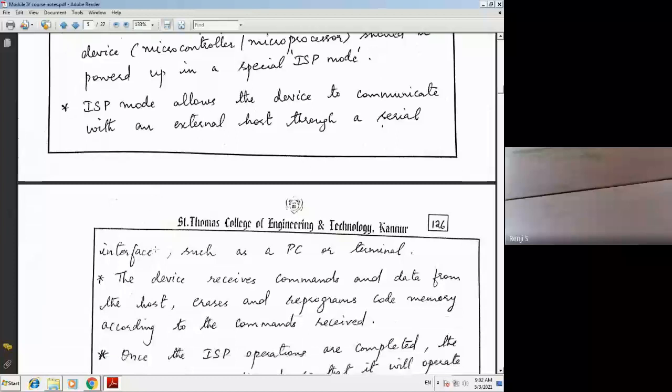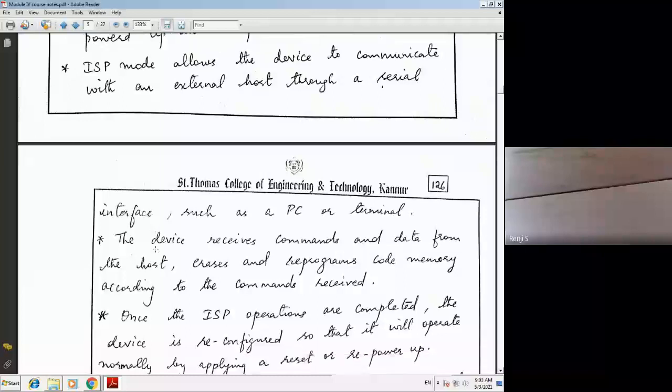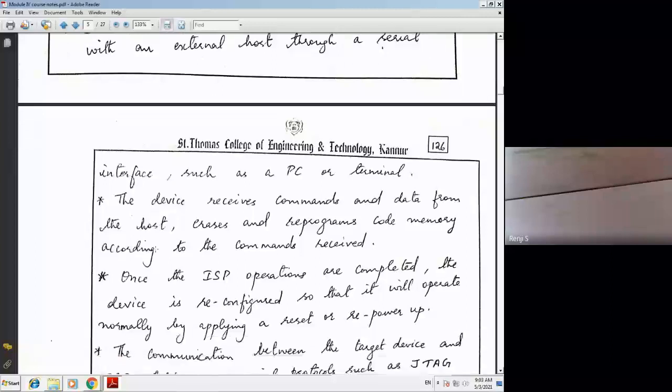And using this utility program, we can transfer this firmware into the target board. So the device can receive commands through the serial port, and on receiving these commands, the data from the host will erase the contents of the chip, and it can be reprogrammed. The code memory can be reprogrammed according to the commands received from the PC or the terminal.